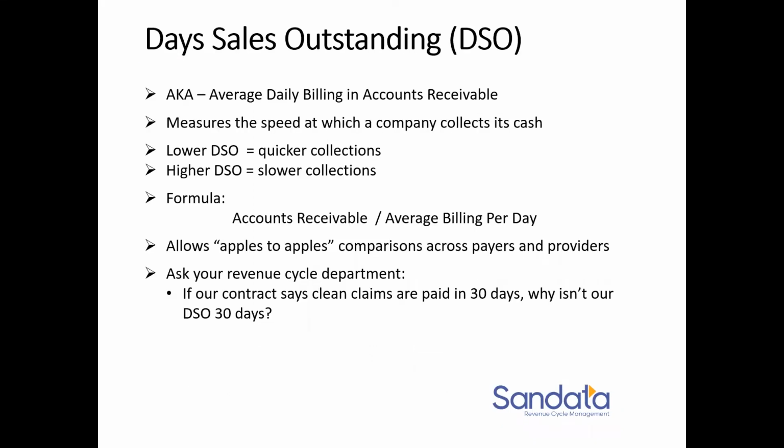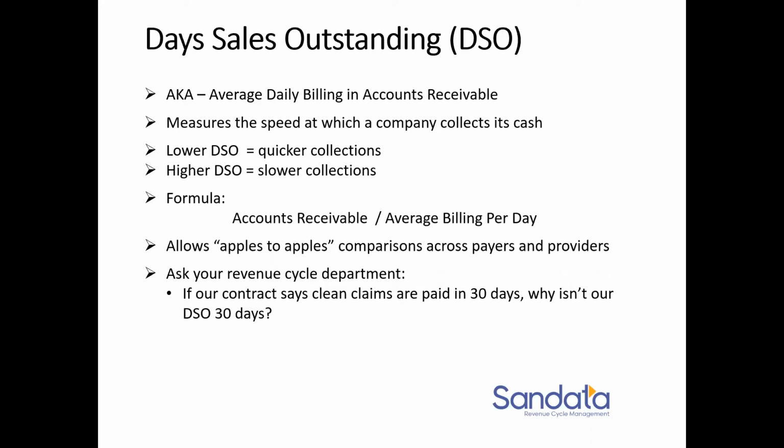Days sales outstanding is also known as your average daily sales or billing in accounts receivable. So it's how much do I bill on an average day, and how many of those days are in my accounts receivable balance. So you're looking for lower DSO, which means your money is coming in more quickly. If you have a higher DSO, your collections are slower.